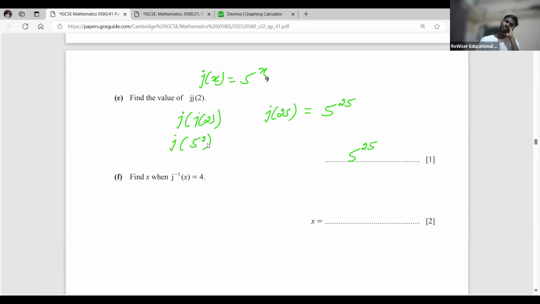And then when we have this j inverse of x equals 4, this can also be written as, whenever j inverse goes to the other side, I can also write x is equal to j of 4. Whenever the inverse function goes to the other side, it becomes just the function. That will give us x is equal to j of 4, which is nothing but 5 power 4. So x would be equal to 5 to the power of 4. So the value of 5 power 4 is 625. And this is the right answer for this sum.